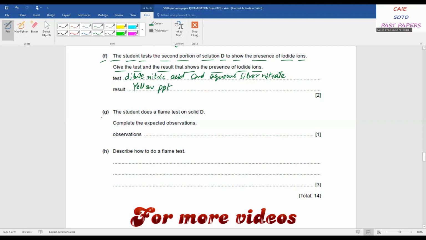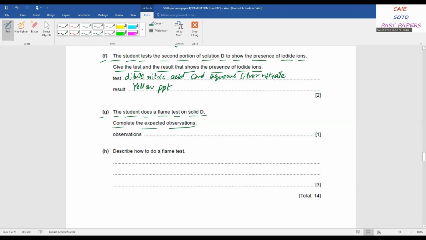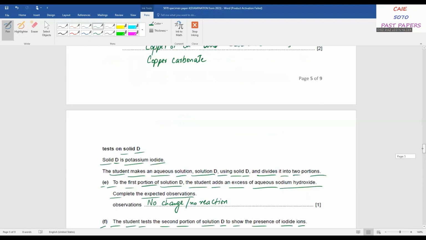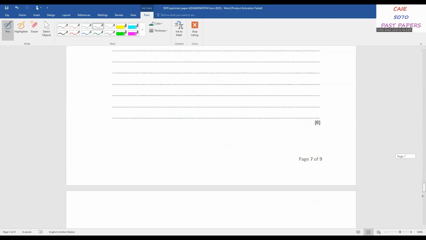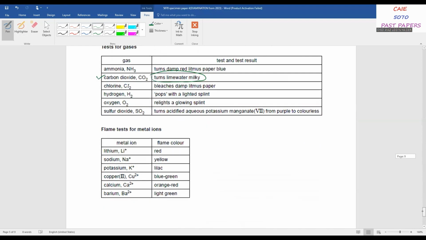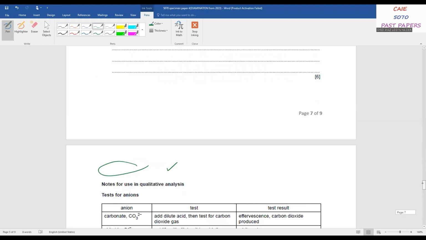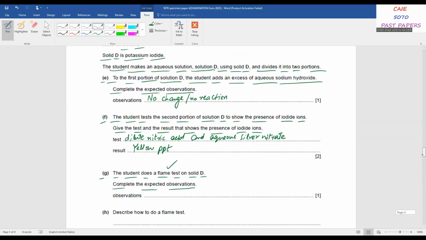Part G, the student does a flame test on solid D. Complete the expected observations. What will be the observations? So the flame test should be of potassium. You see the salt is of potassium iodide. Look at the color for potassium in the flame test. The color will be lilac, potassium K+. So you write lilac here.